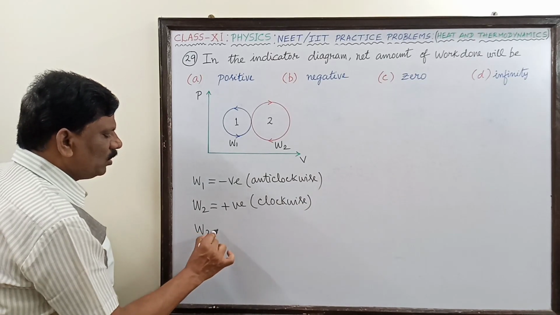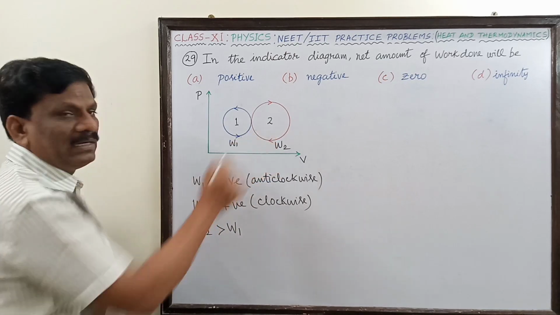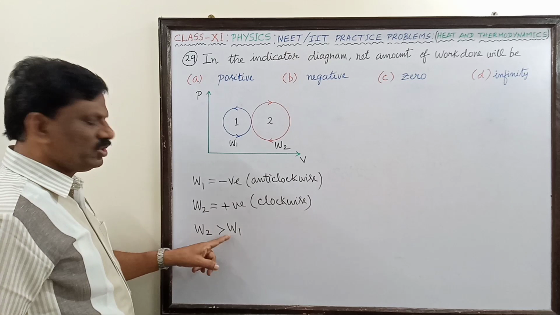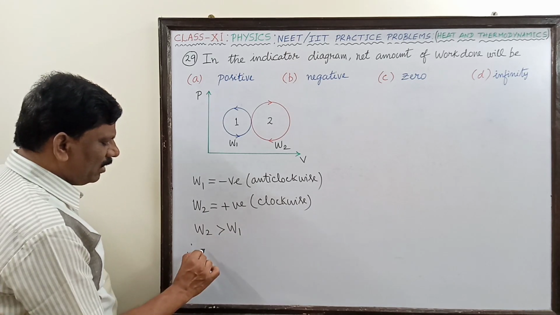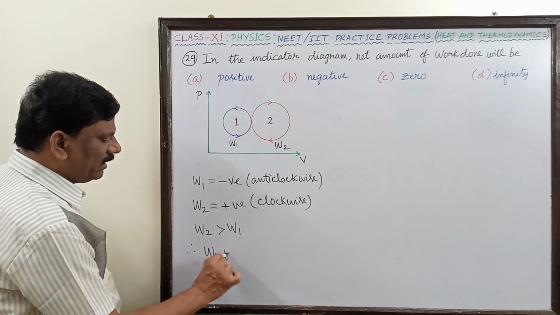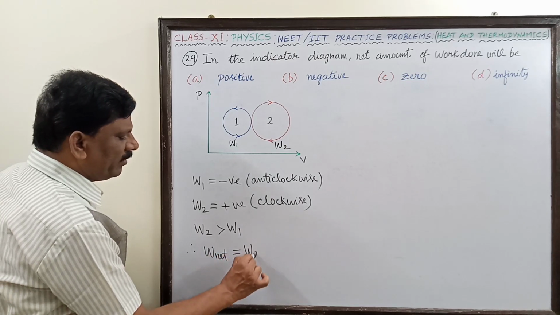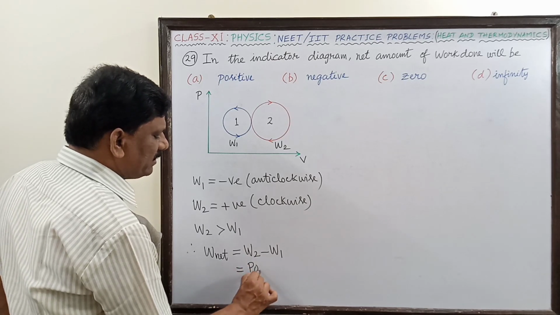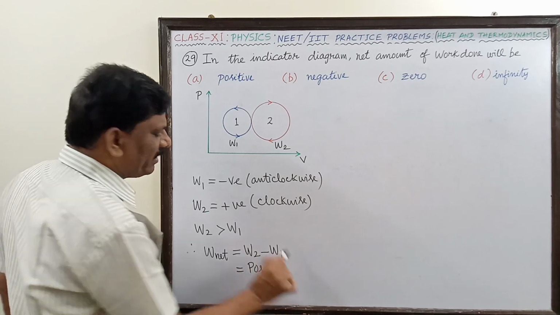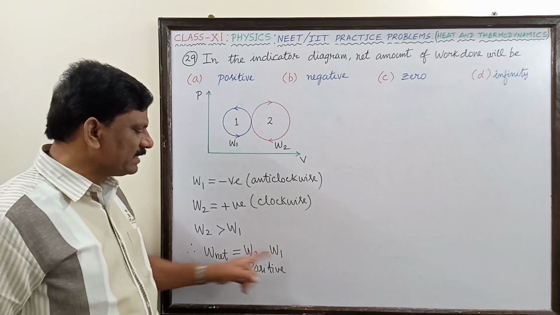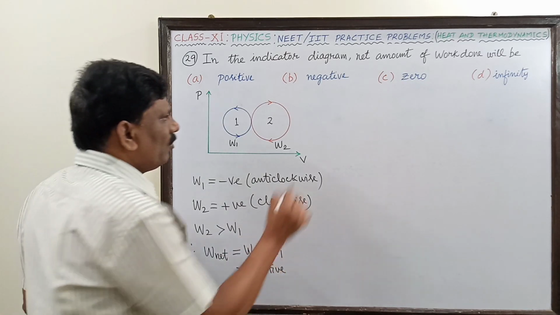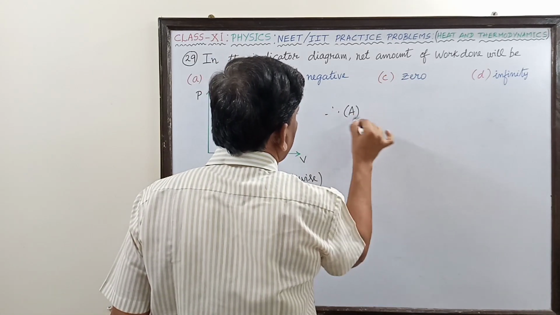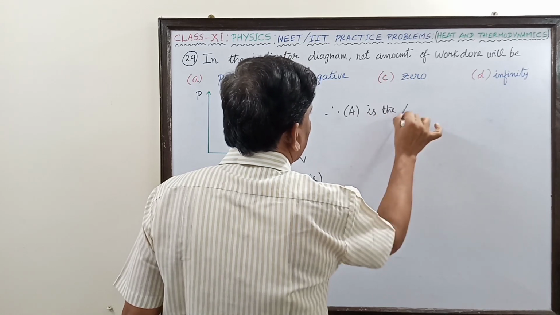Moreover, W2 is greater than W1. The area of the larger circle is greater than the area of the smaller circle. Therefore, W2 should be greater than W1. Therefore, the net work done is equal to W2 minus W1, and this must be positive, because W2 is greater than W1. Therefore, the correct option is A. So option A is the correct answer.